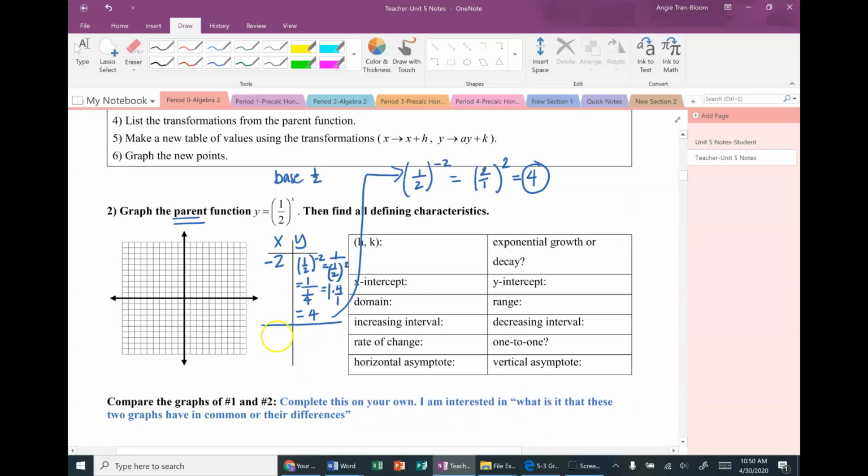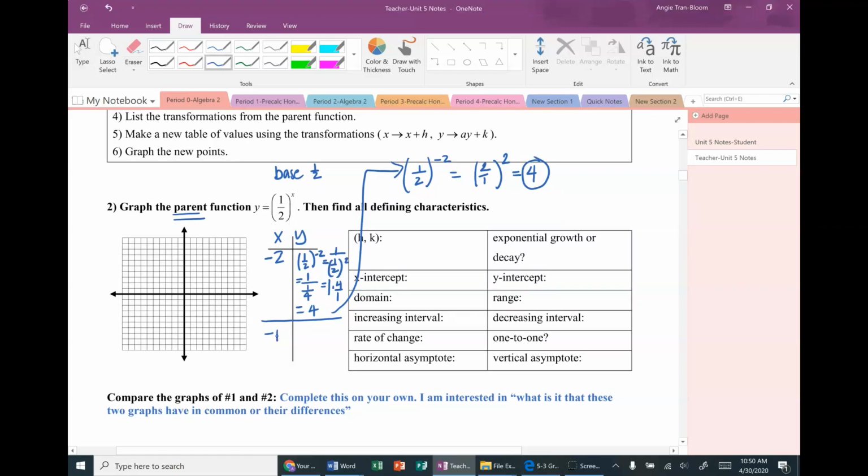So next is going to be -1 for x, and I'm going to use the same 5 inputs. So -1 power is next. Again, we're going to flip the inside fraction, raise it to the power of 1. So that means it's going to give you 2. 0: 1/2 to the 0 power is always 1. 1: 1/2 to the 1 power is now 1/2.